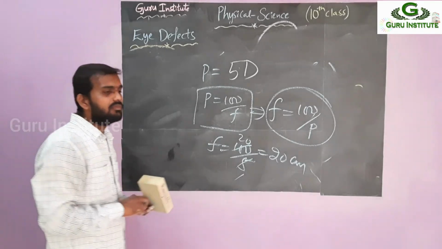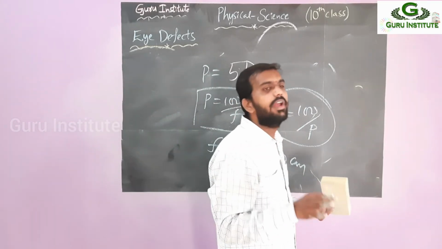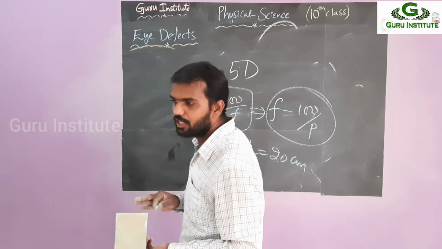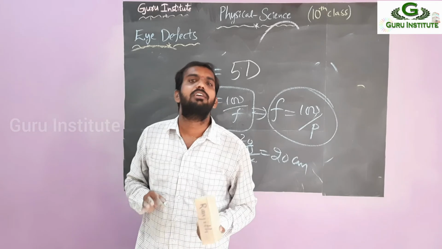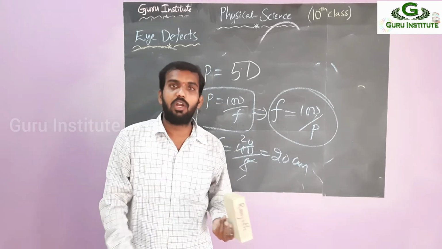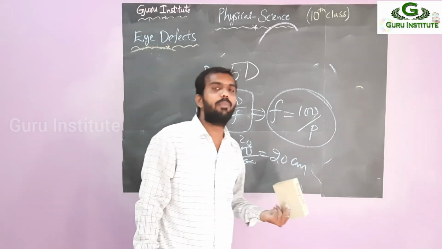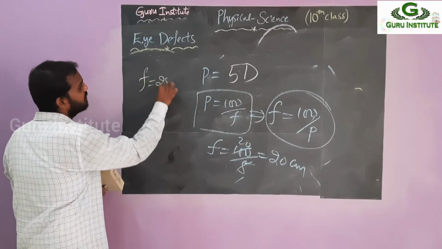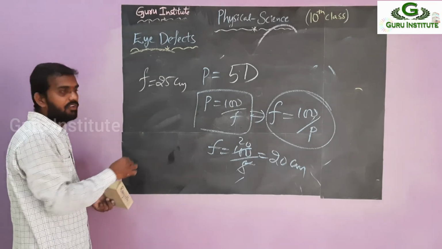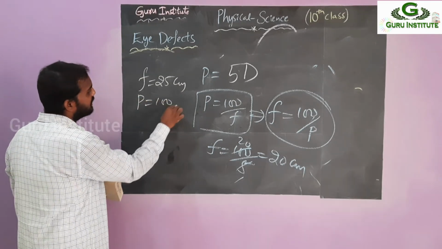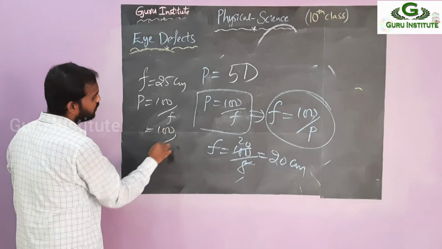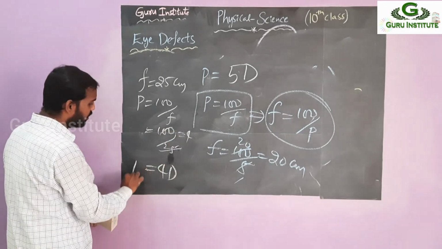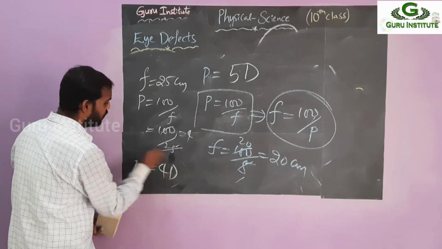Next, same way. If you are suffering with myopia or hypermetropia, the doctor suggested one lens for you and its focal length is 25 centimeter. Then what is the power of your lens? Here the focal length is given, 25 centimeter. P is equal to 100 by F, that is 100 by 25. 25 fours are 100. So the power of the lens is 4D.